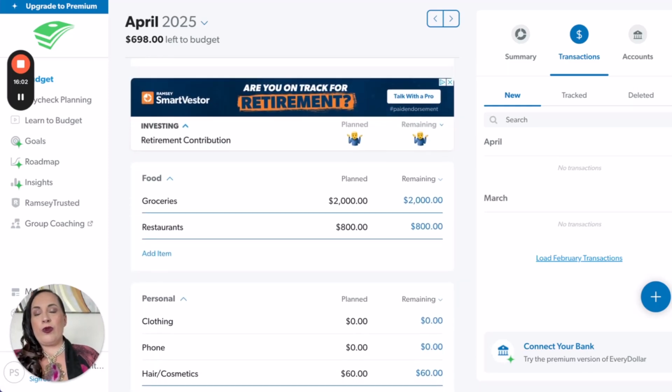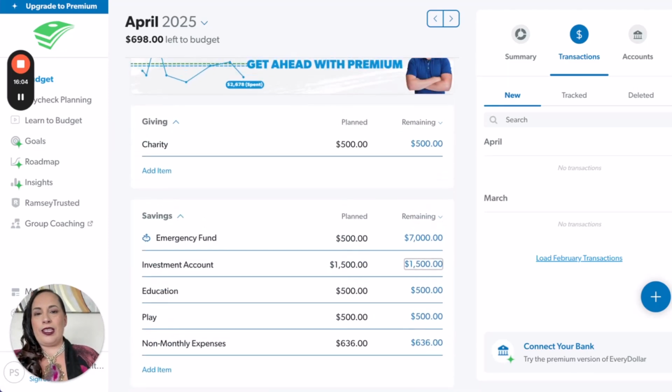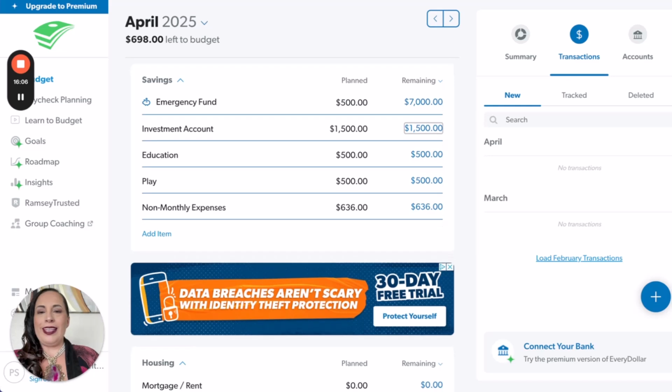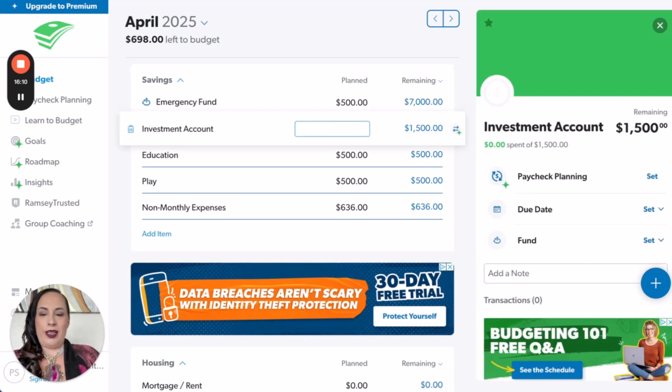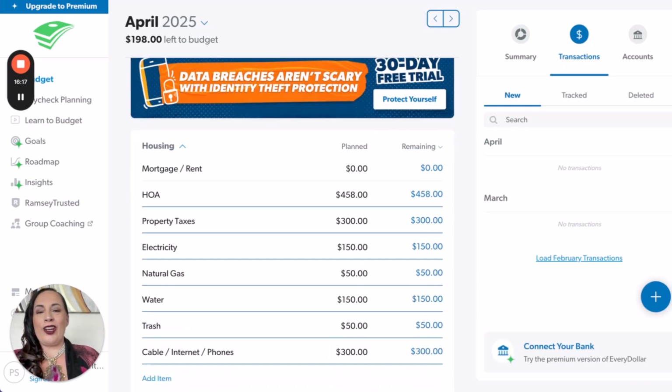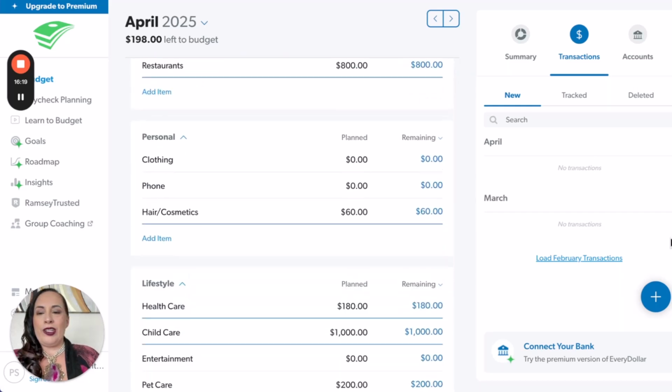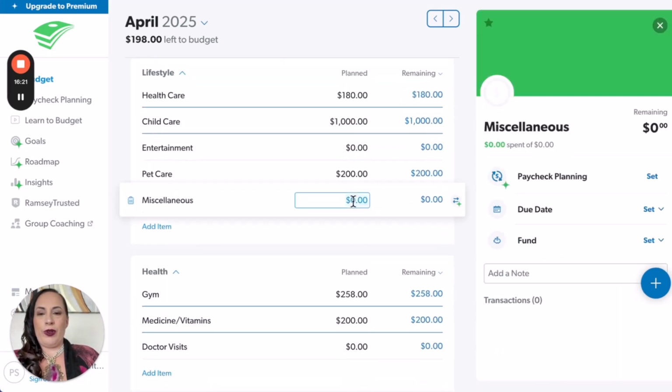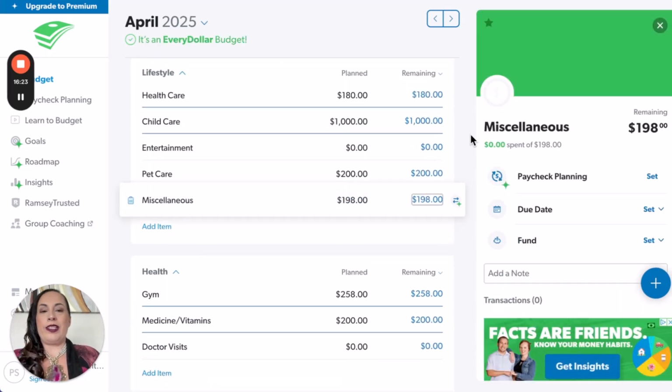Anyway, this is what I do: once we get down to the last few hundreds, I tend to put that into miscellaneous. So in this case, I'm going to up the investing to 2,000, and that gives me 198 left. Okay, so that's a good amount. So I'm going to go back to miscellaneous, and I'm going to put 198 in there.